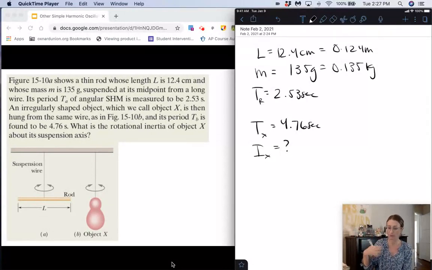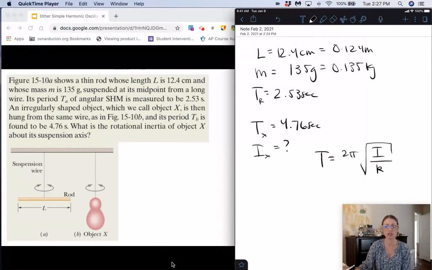We know that for a torsion pendulum, our period is equal to 2 pi times the square root of our rotational inertia I over the torsion constant kappa. We can find the rotational inertia of the rod because we have the mass and the length. We have the period T for the rod as well, so we can find the torsion constant from that and then use it in a second equation using period in order to find our rotational inertia for object X.